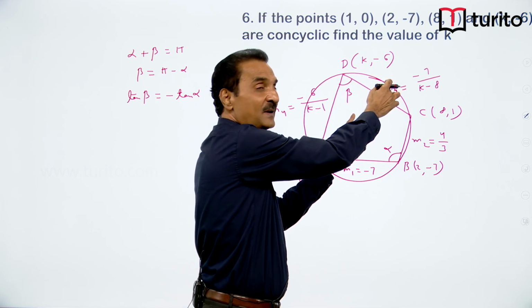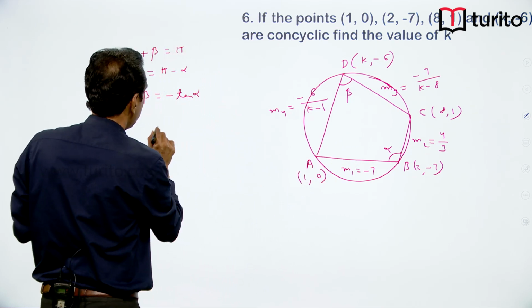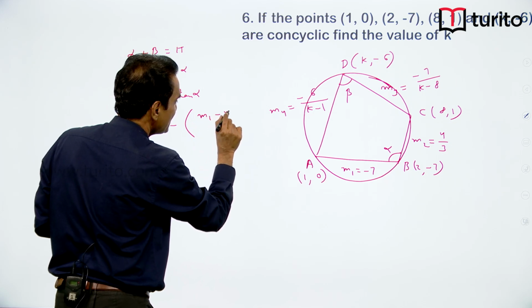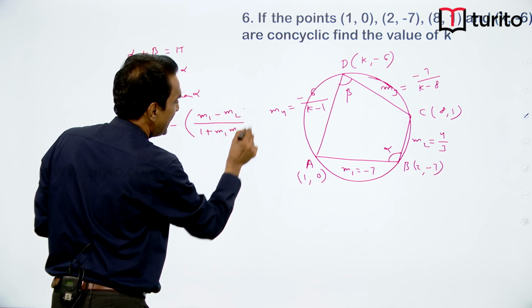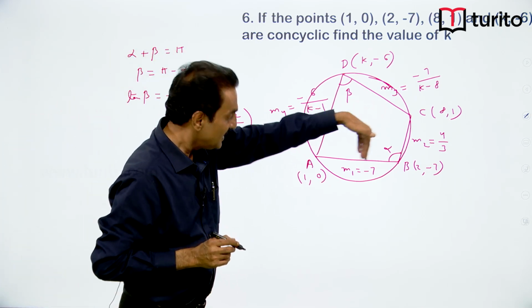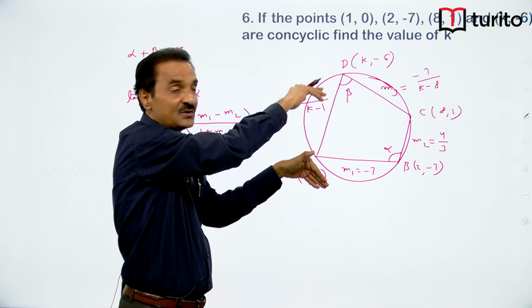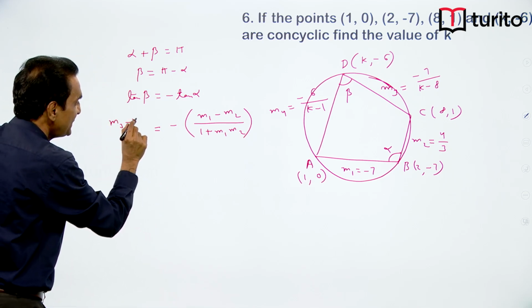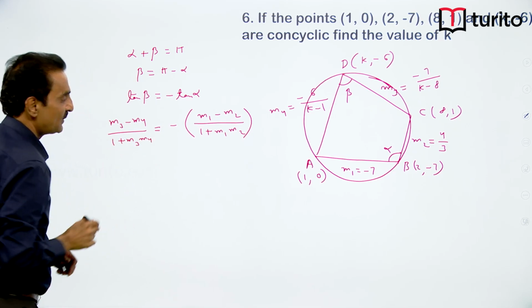For tan beta, we have to apply m3 minus m4 by 1 plus m3 m4. So, here tan alpha is m1 minus m2 by 1 plus m1 m2, and for tan beta, see we have followed this order, m1 then m2, here also the same order continues, m3 and m4. So, we have to take m3 minus m4 by 1 plus m3 m4.